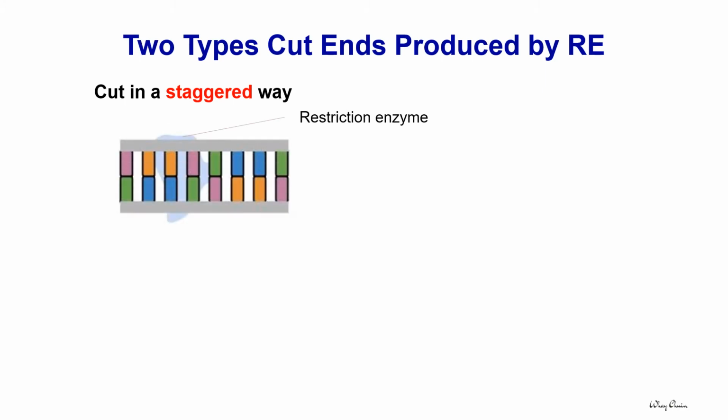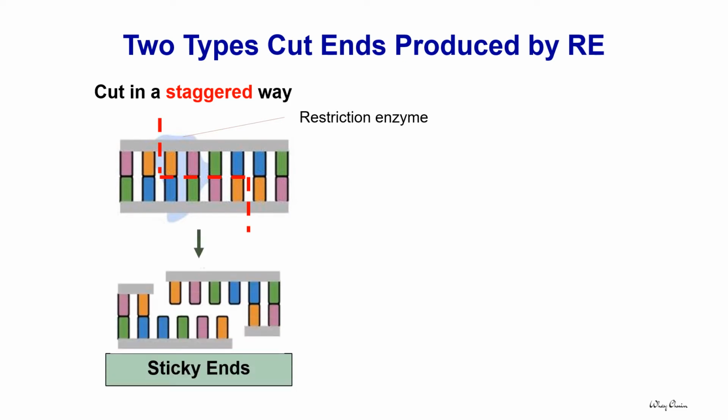Always remember that restriction enzymes will cut DNA at the phosphodiester bond, but the way they cut will produce different types of cut ends. The first way is the staggered way. When the restriction enzyme recognizes its restriction site, it will cut in a zigzag way and produce DNA with sticky ends. Why is it sticky? Because the cut open DNA now has unpaired nucleotide bases. They have the potential to complementarily base pair with another DNA fragment.